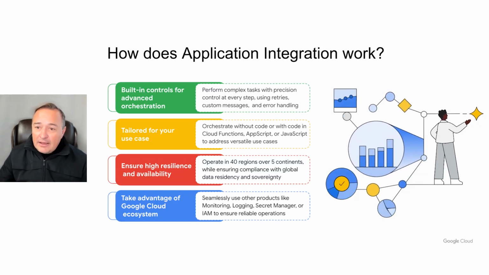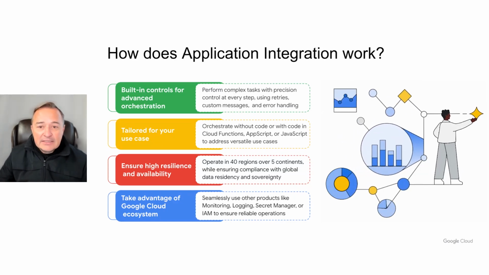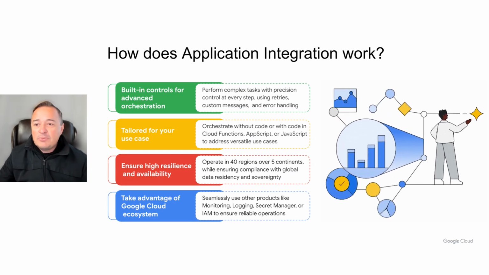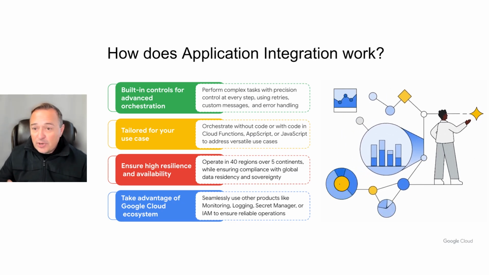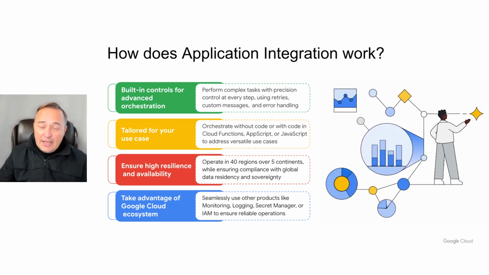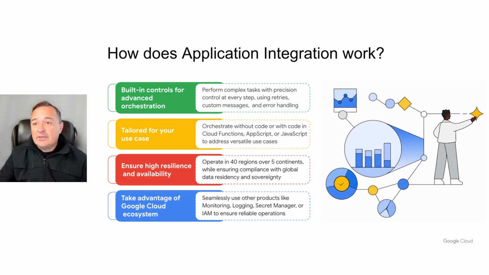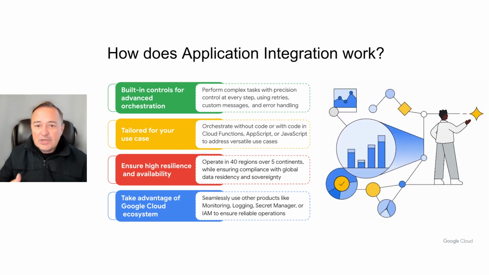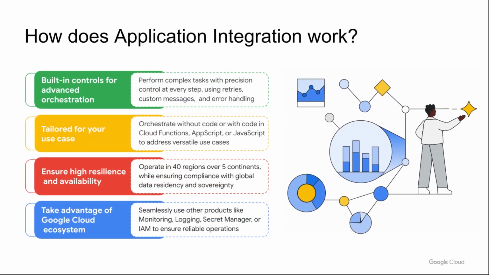So we provide a very rich set of tasks, all in low code, but we also provide some capabilities to code when you need to. We understand that there are some very complex problems that you're solving. So you can write code and call it from Cloud Functions. You can do AppScript if you're doing something with Workspace. You can do JavaScript right inline.